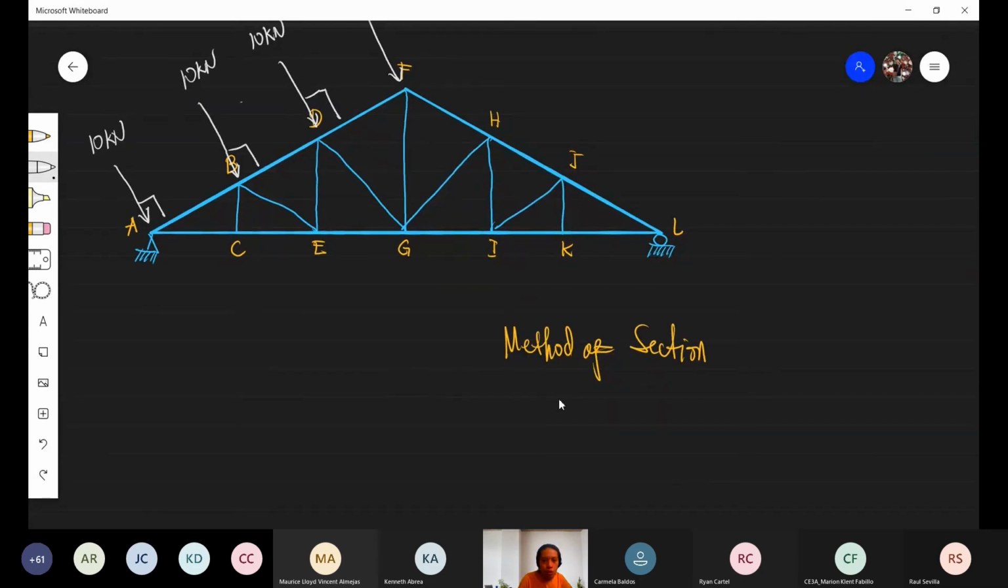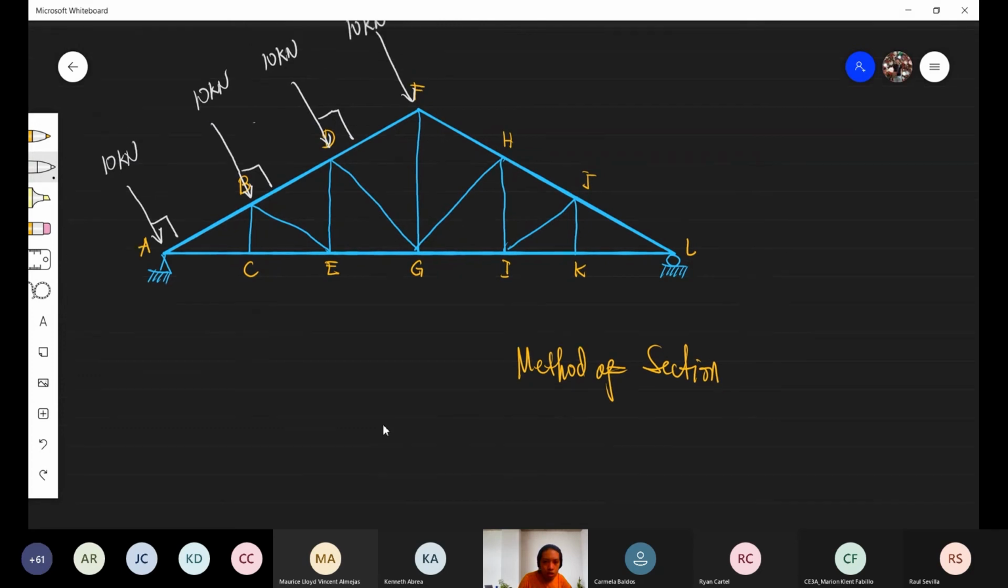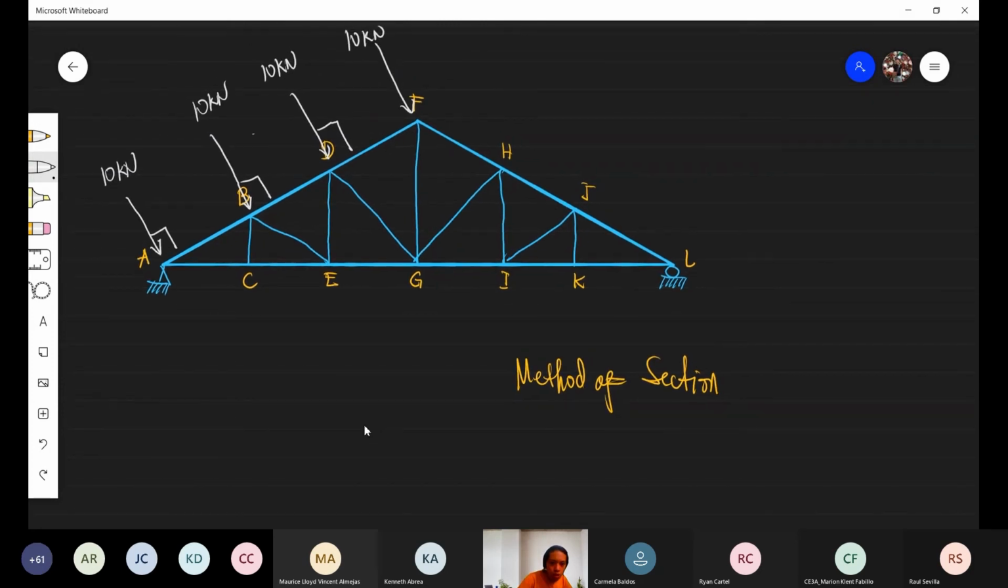Of course, before you can solve, you must first solve the reactions. How can you solve for the reaction? Let us try. Here, of course, this is a hinge, so it has X and Y components. Let's name them RAX to the left and RAY upward.